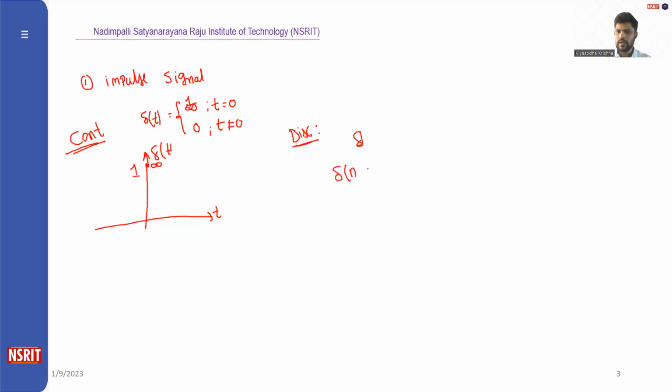the same story will happen: del of n is equal to 1 where n is equal to 0, and 0 where n is not equal to 0. Simply, it is del of n, and I write the value as 1. Where n is equal to 0, the shifting amount is 0, so here it is n minus 0.